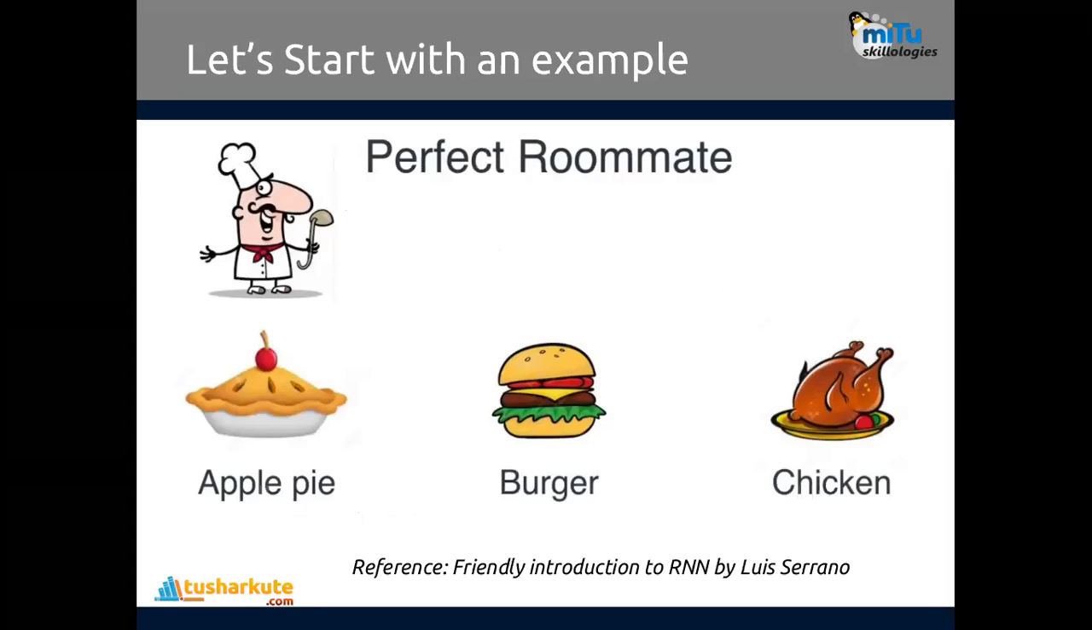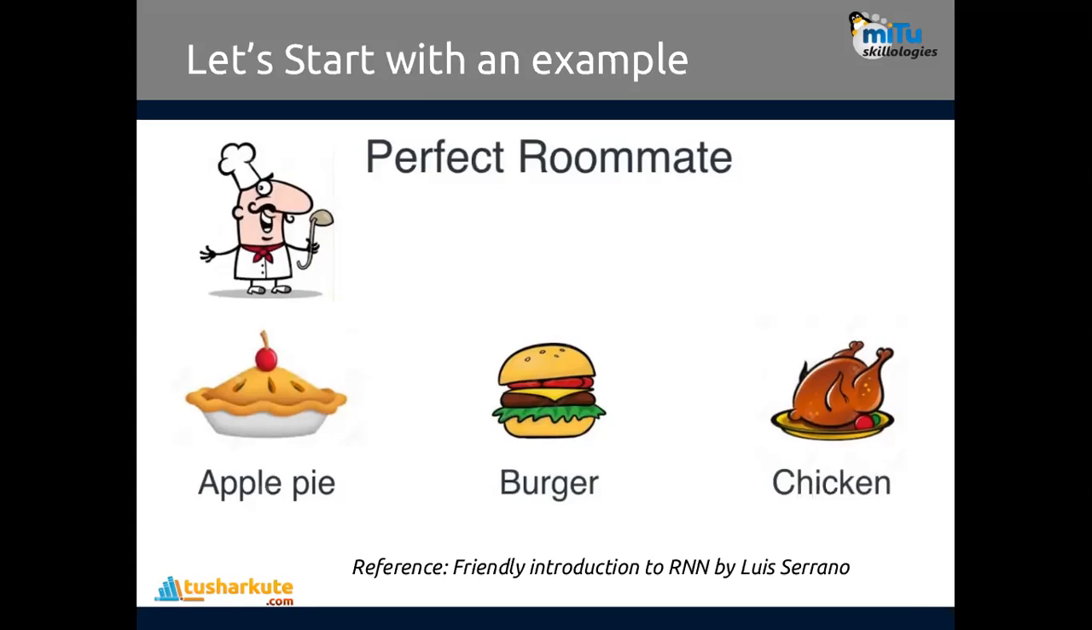Let's have a simple demo of the classic example of creating a neural network. I've taken this reference from the friendly introduction to RNN from Luis Serrano, and he has devised how a neural network is actually created. Okay, so see, a person, or I am there. I'm living alone, so I require a perfect roommate who will cook for me. I don't have cooking abilities, so a roommate is required who is cooking. He may cook either apple pie, burger, or chicken.